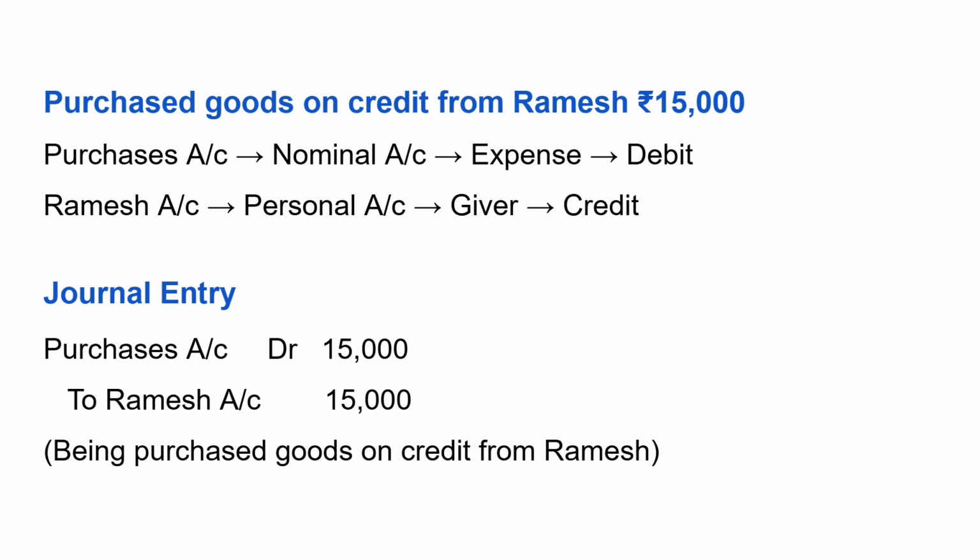And the narration is being purchased goods from Ramesh on credit. When goods are purchased on credit, supplier becomes giver. So Ramesh is credited. This entry creates a liability.